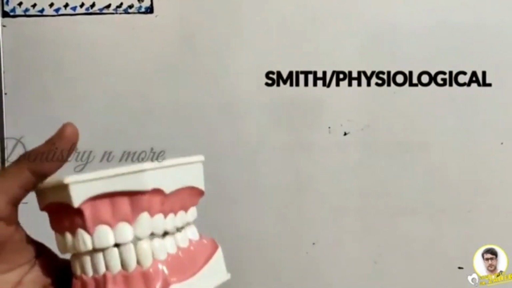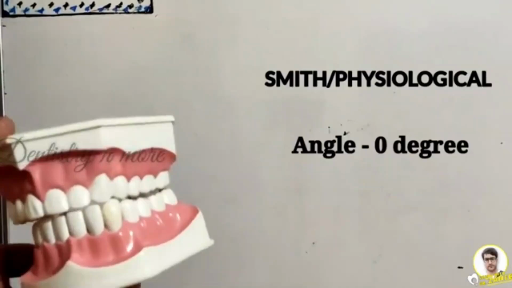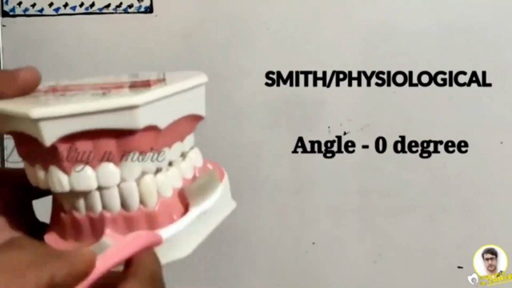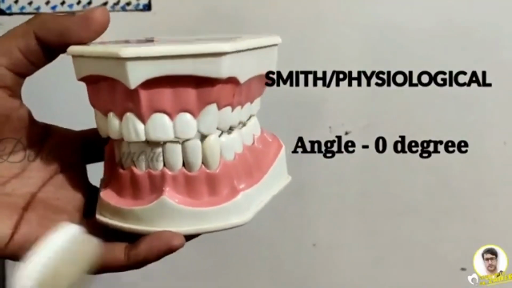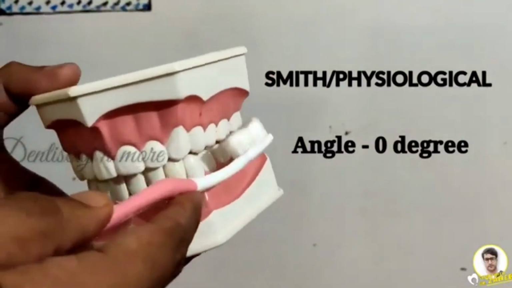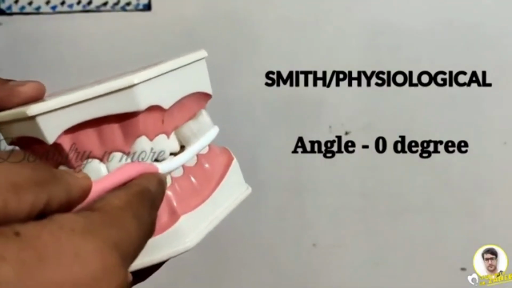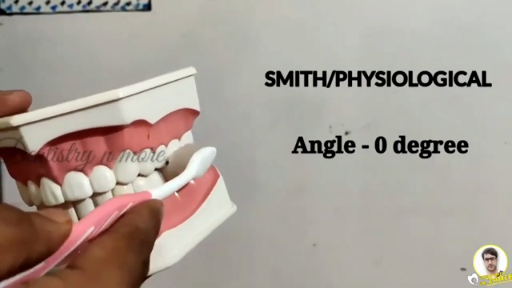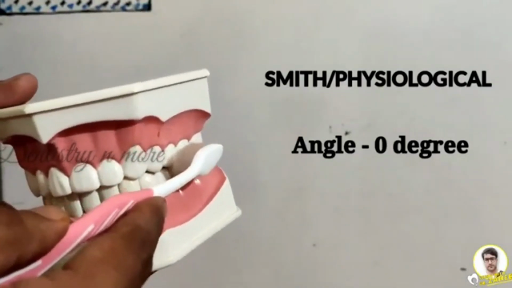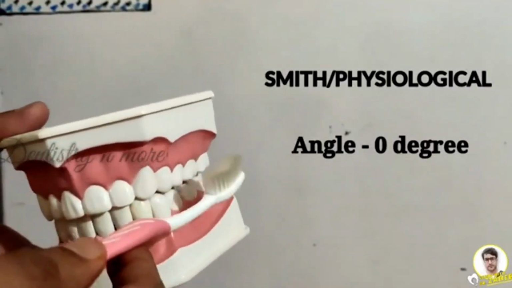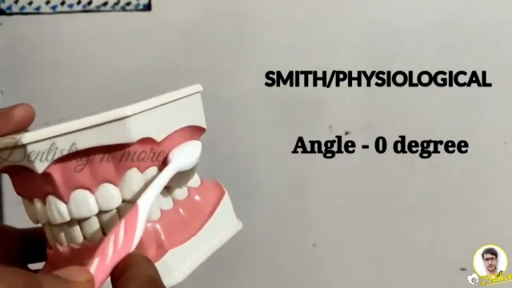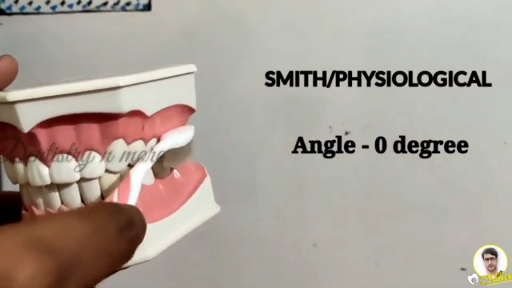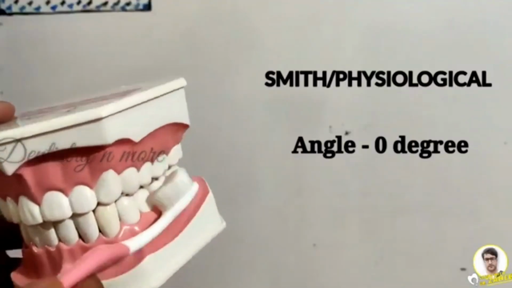And lastly, the Smith technique or physiological technique. That is just like keeping it parallel to the tooth surface or long axis of the tooth. In Bass technique and Stillman technique, we kept our toothbrush bristles at 45 degrees. In Charters, we kept 45 degrees towards the crown. In Leonard's technique and horizontal technique, we kept 90 degrees. Now this is 0 degrees. For upper teeth, we just keep the bristles here without making any angulation. We just do this on lower teeth.